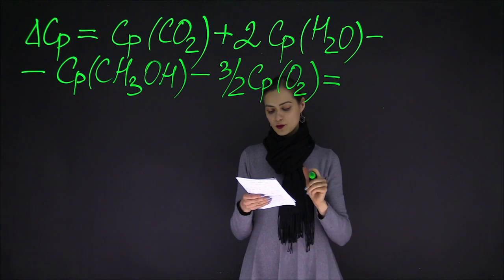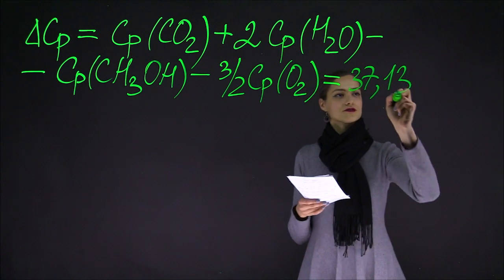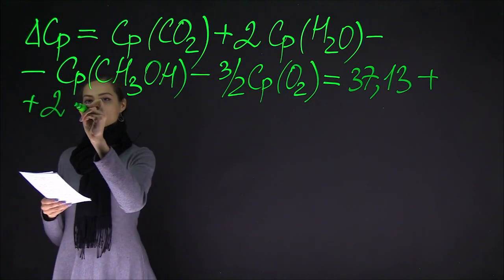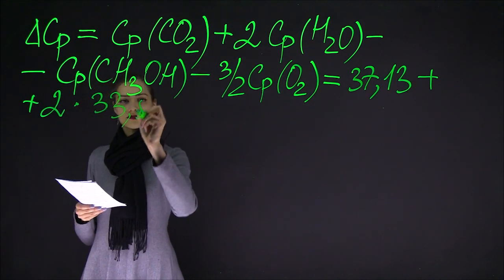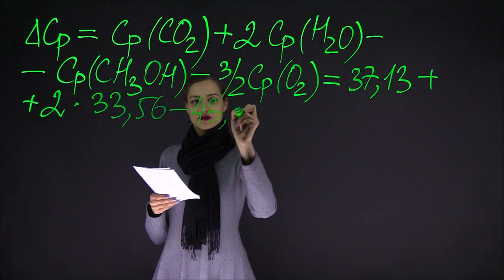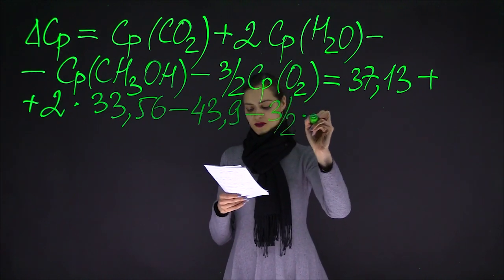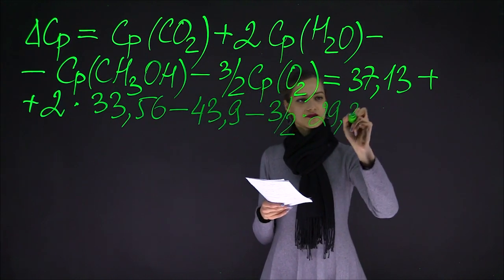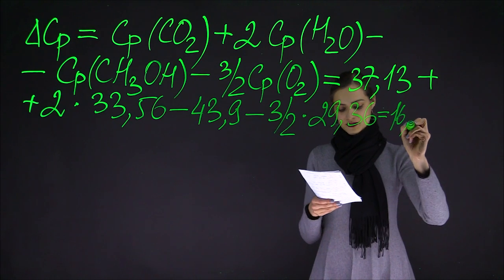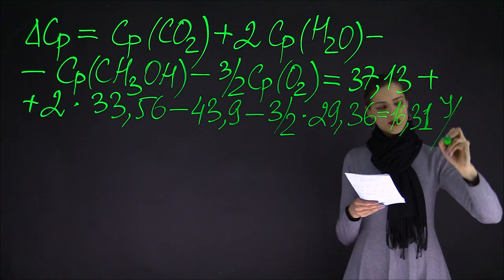In this situation, we have 37.13 plus 2 multiplied by 33.56 minus 43.9 and minus 3.5 multiplied by 29.36, and it gives us 16.31 joules per Kelvin.